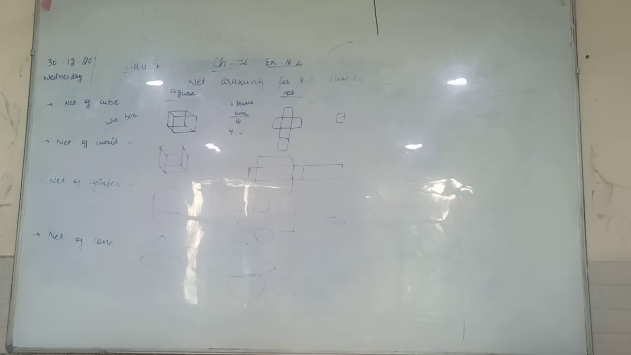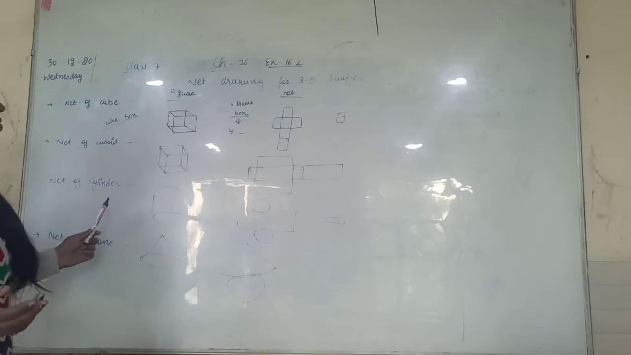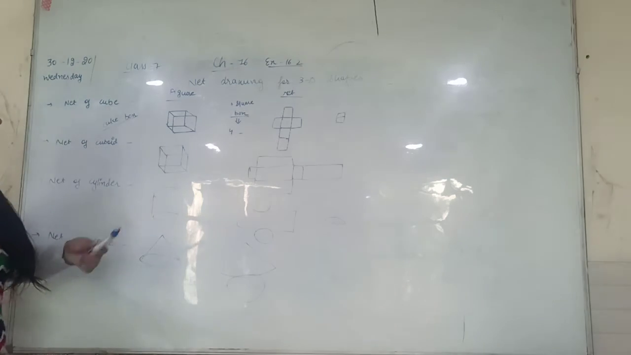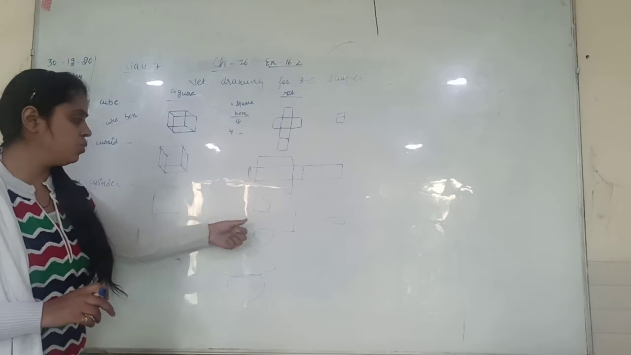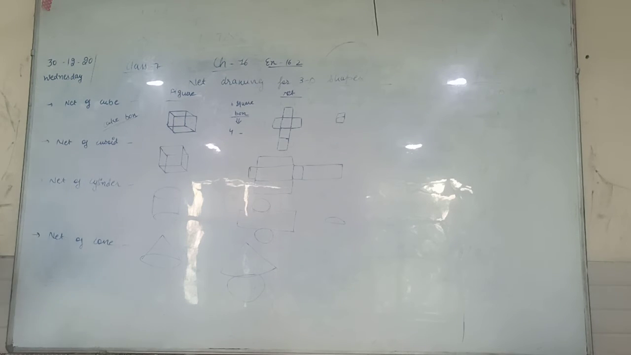Like in this, we have learned 6 faces. 6 faces are there. In a cylinder, 2 faces, 1, 2. The curved edge is 1, we will curve it. Right? Now next we will discuss pyramids.